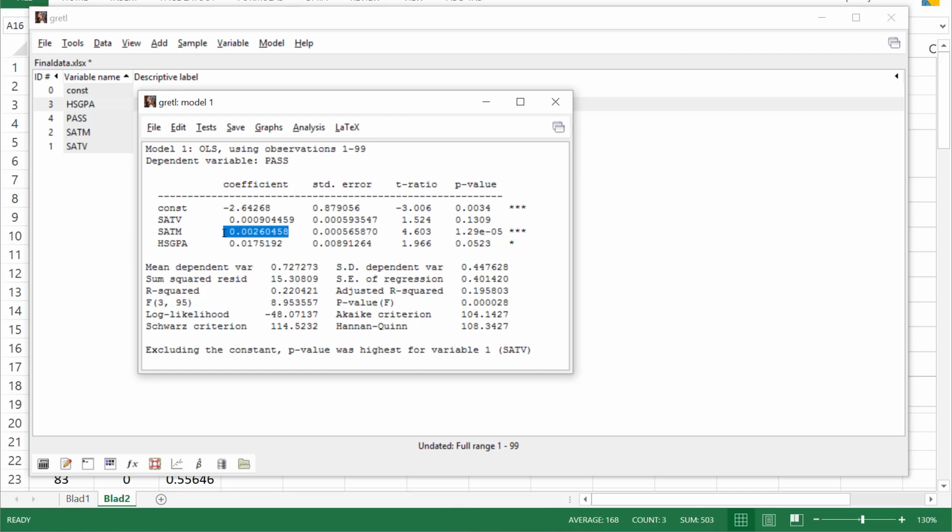The interpretation of the parameters are, again, as marginal effects on probabilities. So this means that one more point on the SATM will increase the probability of passing the exam by about 0.26%, with a similar interpretation of the other parameters.